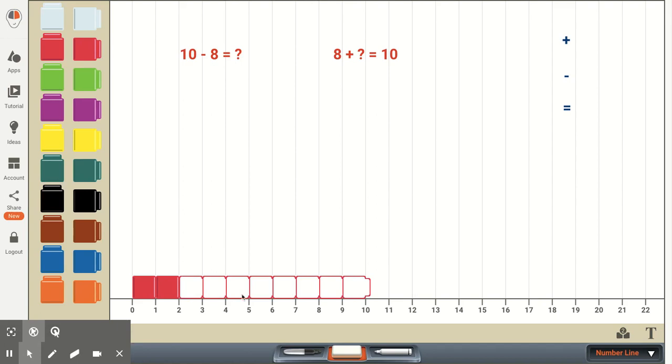And I'm showing that we removed 8. So 10 minus 8 equals 2. Now, another way we could be saying this is we could be saying 8 plus something equals 10, because we know that 8 plus 2 equals 10.